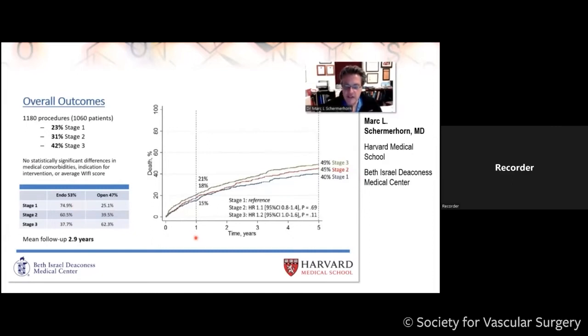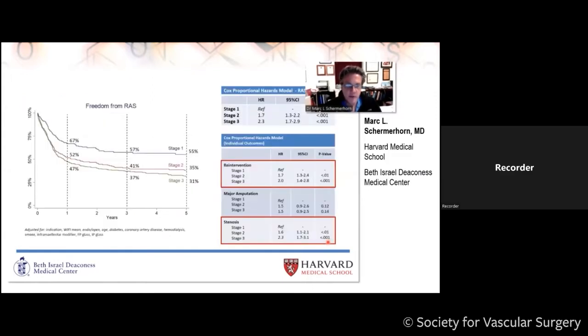And if you look, you see that the overall survival was no different based on the stage, with the 1 and 5 year survival rates given here. When we looked at RAS, or reintervention, amputation, or stenosis, we do see that they nicely splay out, showing the differences between GLASS stages 1, 2, and 3. Here are the adjusted hazard ratios with a 70% increased risk of RAS in stage 2 and more than a doubling in stage 3.